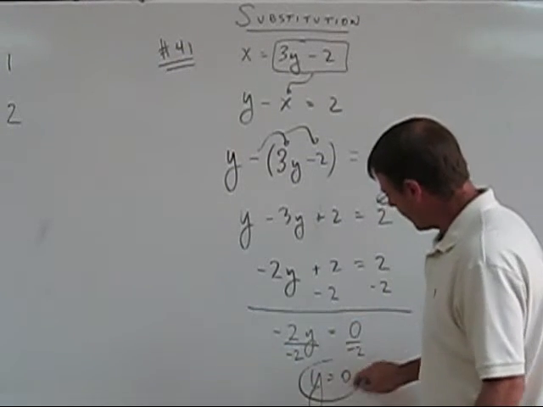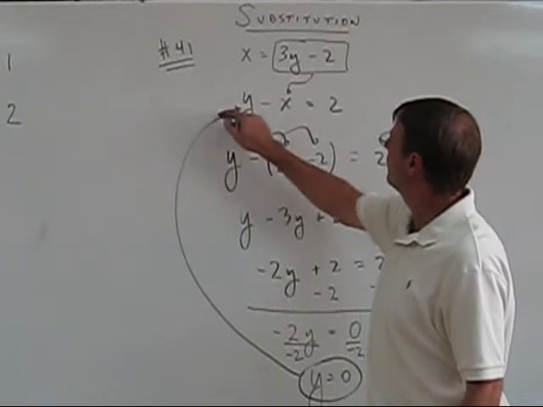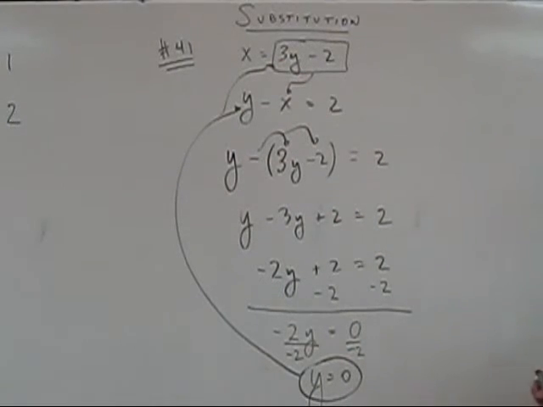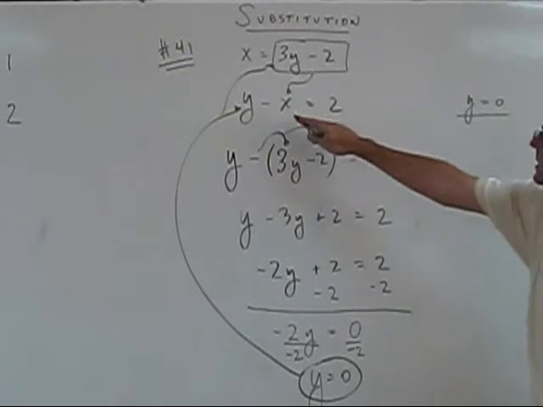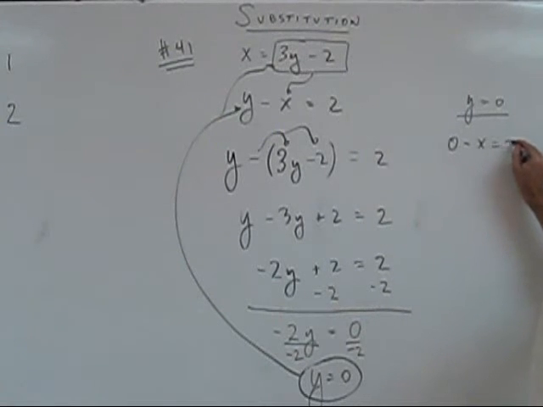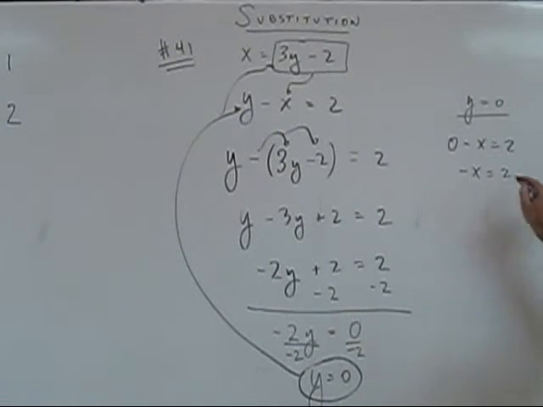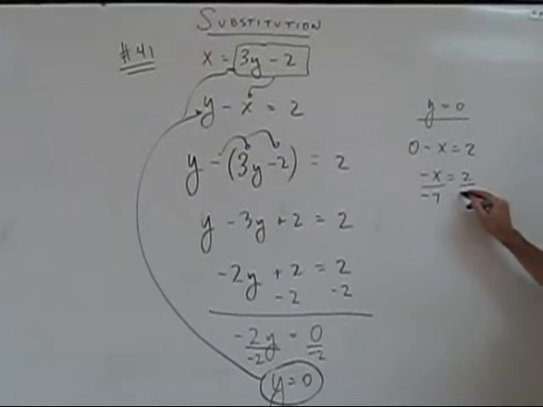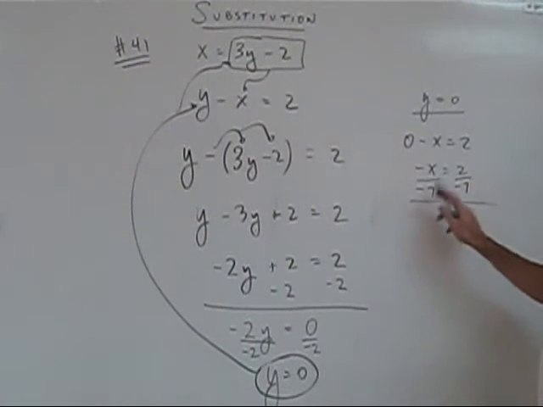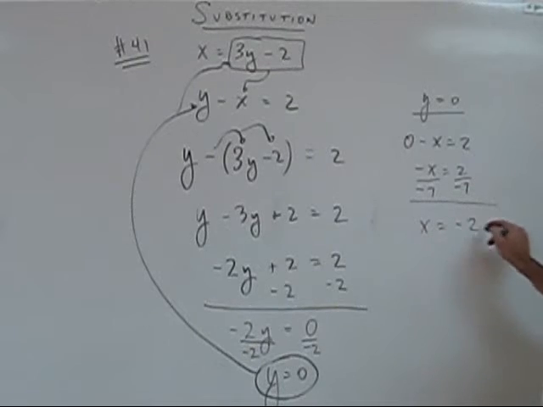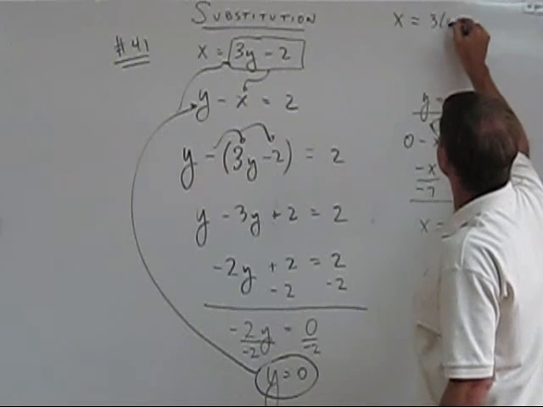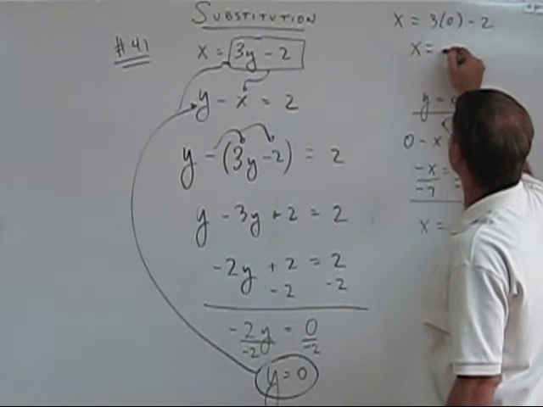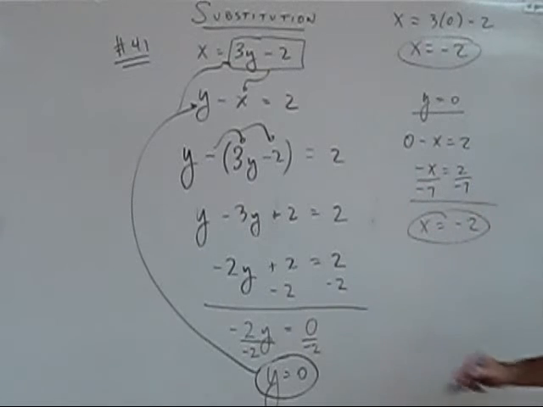So if I take this y equals 0 and I plug it in for y, in either equation, we'll find out what x is. If I use this equation, I have 0 minus x equals 2. So negative x equals 2. Divide by negative 1, and I get x equals negative 2. If I were to use the other equation, I'd have x equals 3 times 0 minus 2, so x equals negative 2. Either way, I get the same value, and it doesn't matter which equation I plug back into.